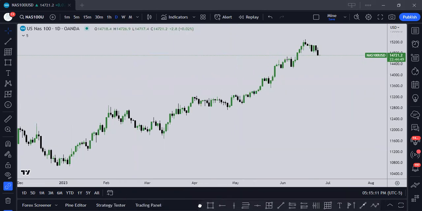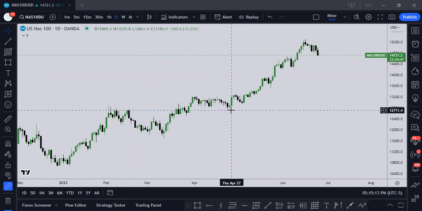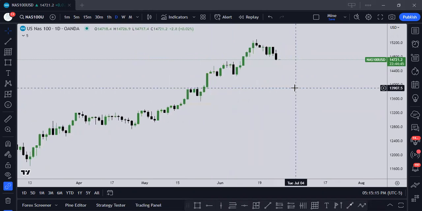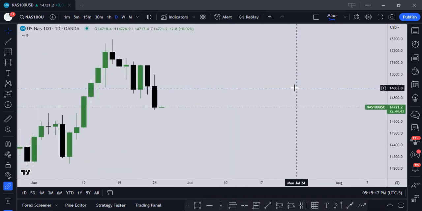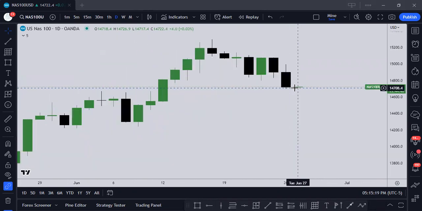I switched from the desktop view to the app view. So yeah, let's get some higher time frame analysis done, and then let's jump into the reviews.